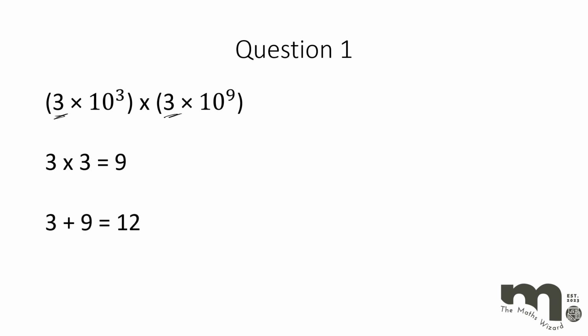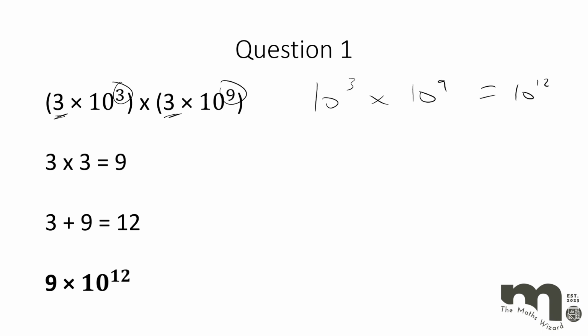So remember, when you multiply numbers with the same base, if you've got powers, you add them together. So think back to your index law rules for this. In this example, we're doing 3 add 9, which gives you 12. So that's going to give you 10 to the power 12. If we put those things together, we've now got 9 times 10 to the power 12, and that would be our answer for this one.